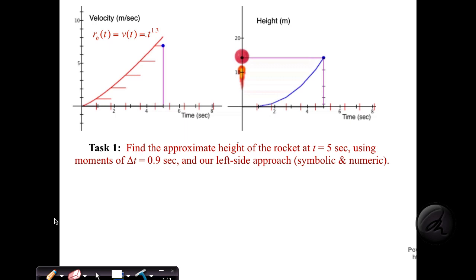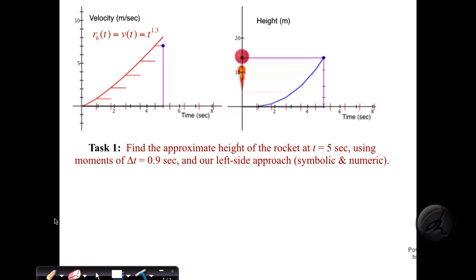So same sort of thing. I've got a rate that, well, we have a formula for it now, t to the 1.3. But instead of doing a numerical computation, let's just first think about the symbols for this. How would I find the height of the rocket by time 5? T equals 5 seconds. And then we can think about how we can write that in terms of symbols.